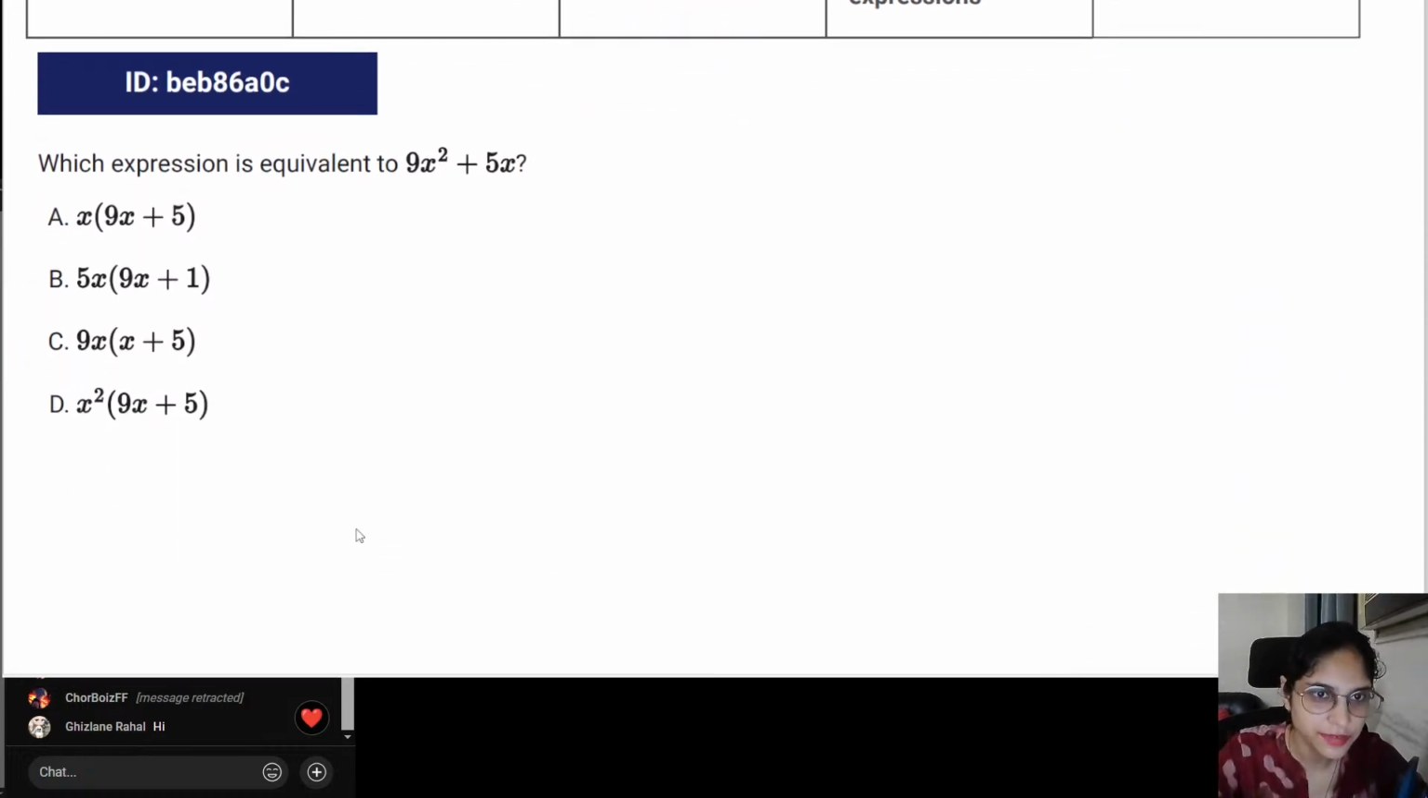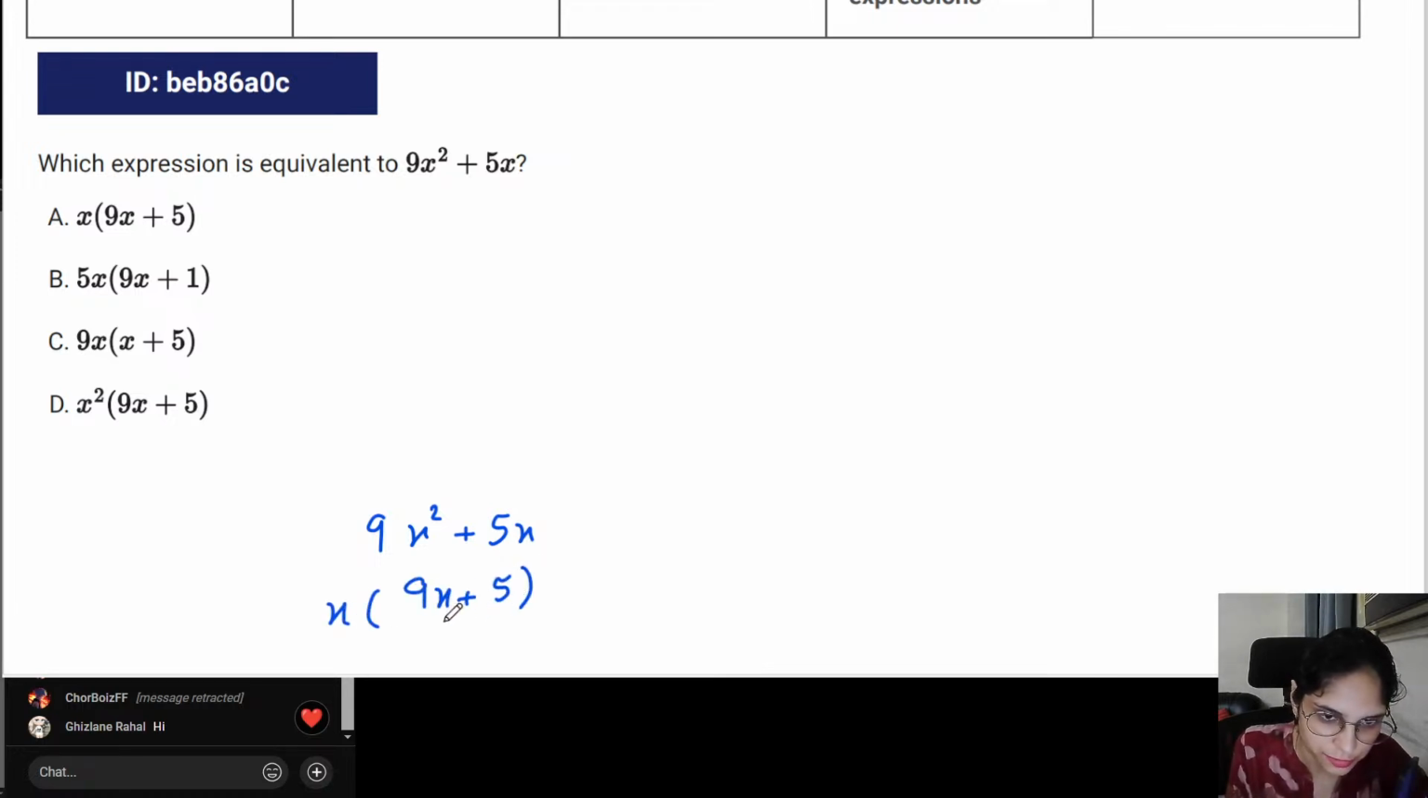9x squared plus 5x, which is equivalent. This is also factorization. Because this is x times x, this is x. In 9x squared there are 2 x's, here there is 1 x, so 1 x you can take outside. In 9 and 5, there is no common factor, so I can't do anything there. It will just be x times 9x plus 5. When you take 1 x outside, you keep dividing all the parts by x. So x squared divided by x is x, and x divided by x is 1. If you want further explanation, the next is 46.